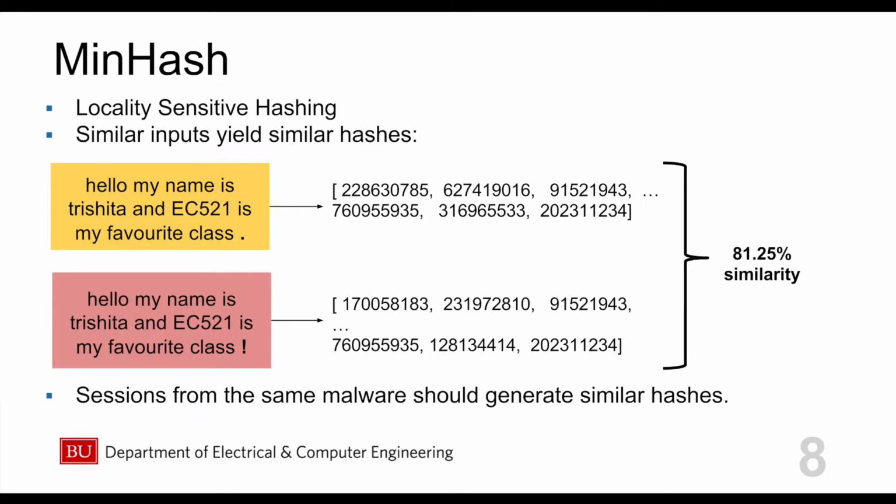You might be wondering what a min hash is. A min hash is a type of locality-sensitive hash. Simply put, what this means is that similar payloads should result in similar hashes.